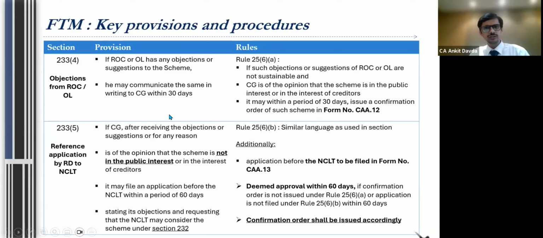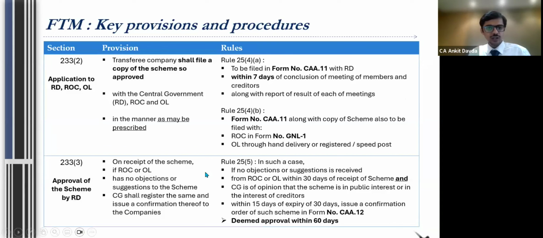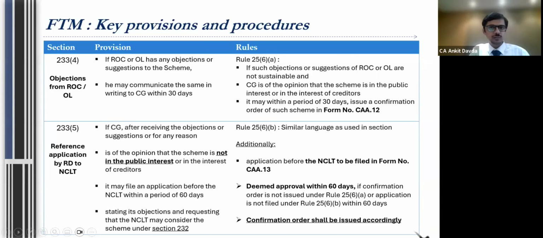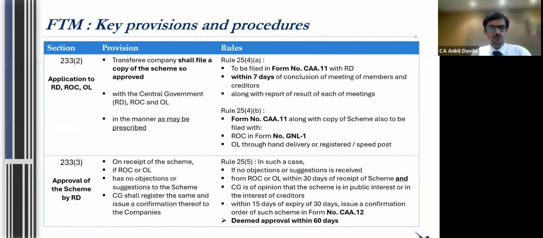Now 233(4) is a different provision. While 233(3) is where ROC and OL have no objections, and then it is deemed approval, 233(4) says that ROC and OL have some objection and have communicated it to the RD within 30 days. Then also RD has options. Either it can consider the objections of ROC or OL, or it can set them aside. Meaning if RD believes that whatever objections and suggestions ROC and OL have given are not sustainable, and the scheme is in the public interest or interest of the creditors, then still RD can go ahead and issue the order. So in 233(3), ROC and OL do not raise any objections, and then RD will go ahead and issue the order.